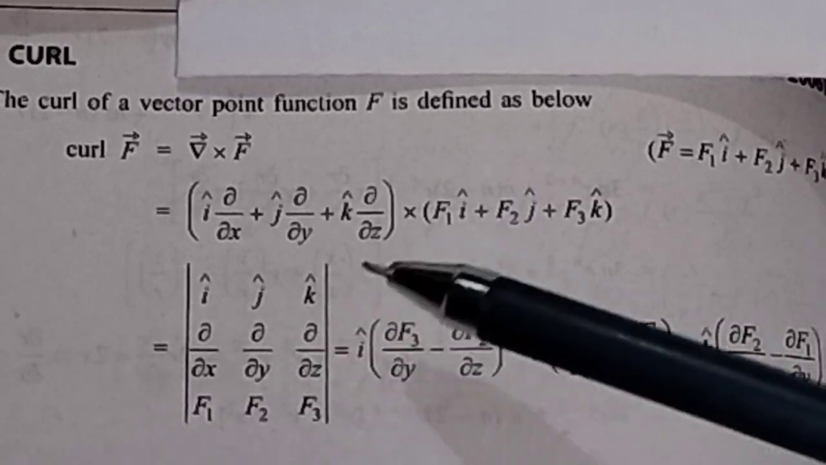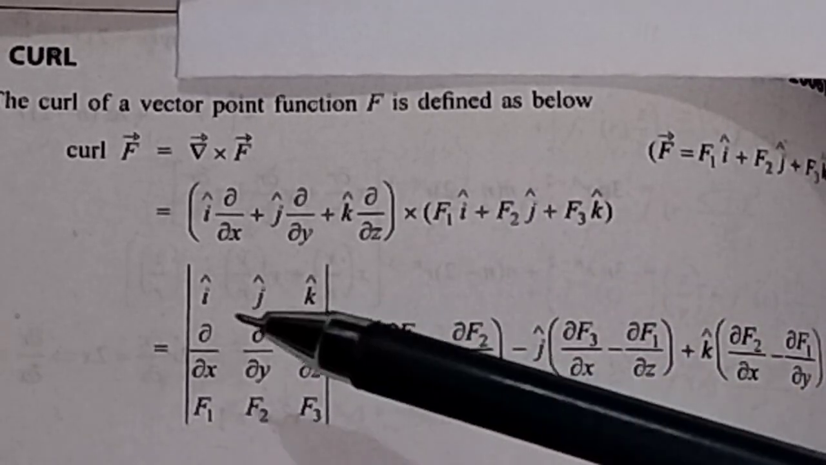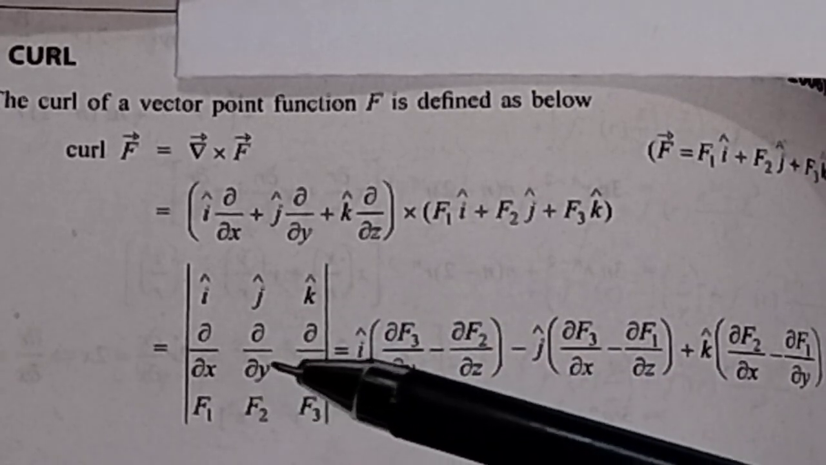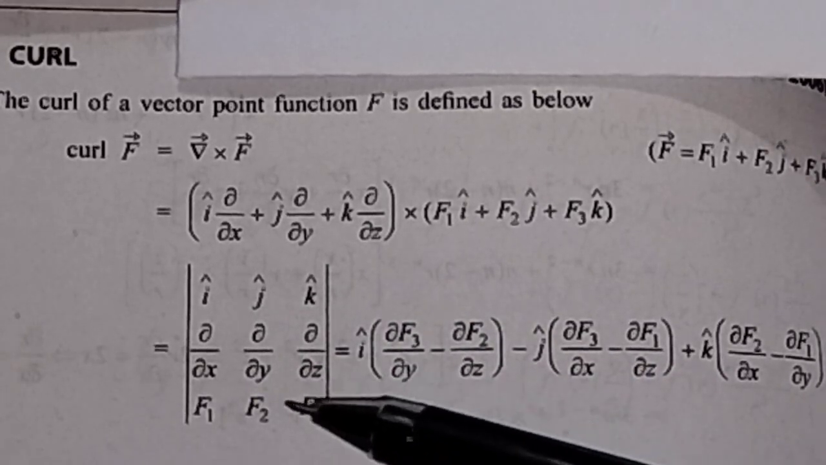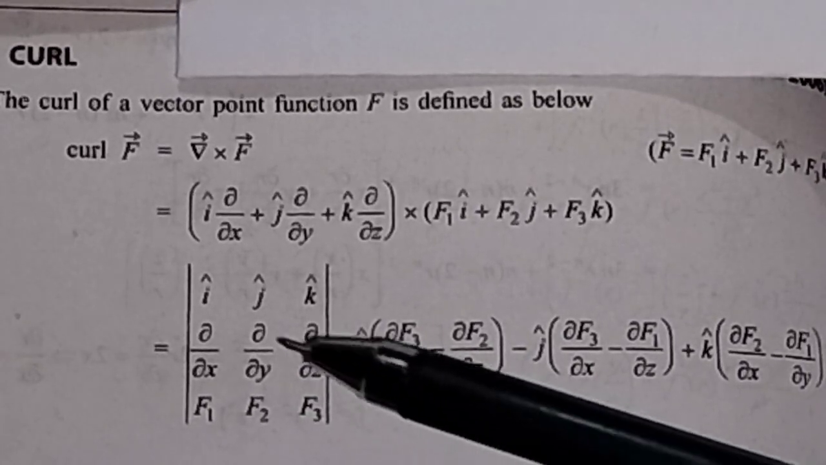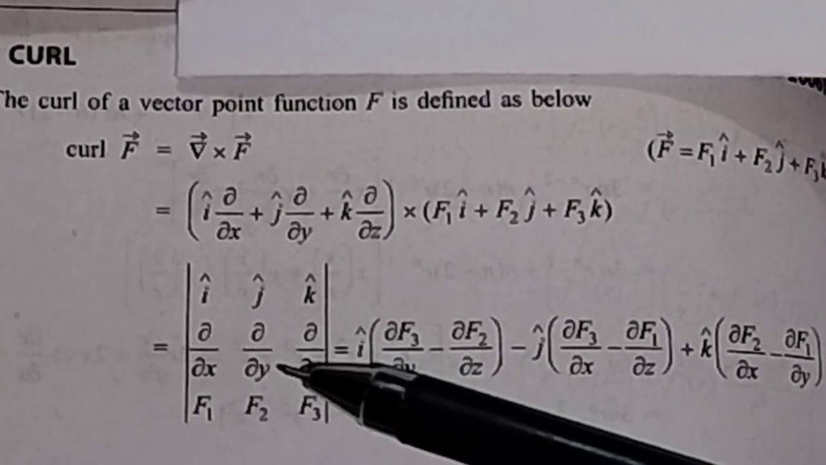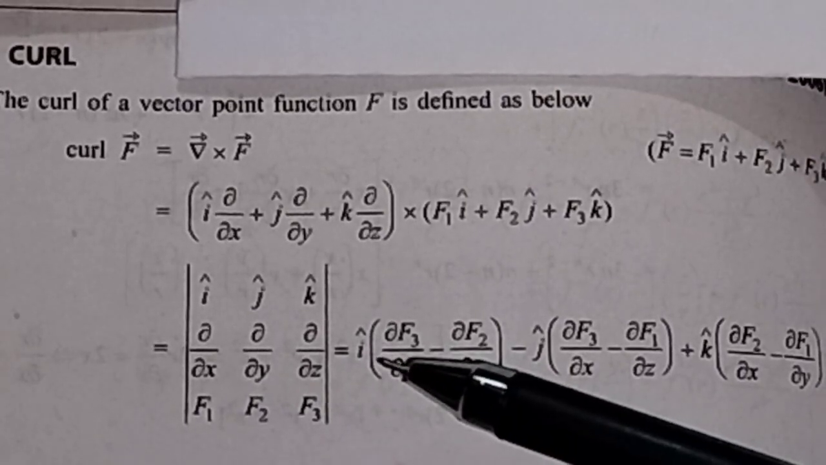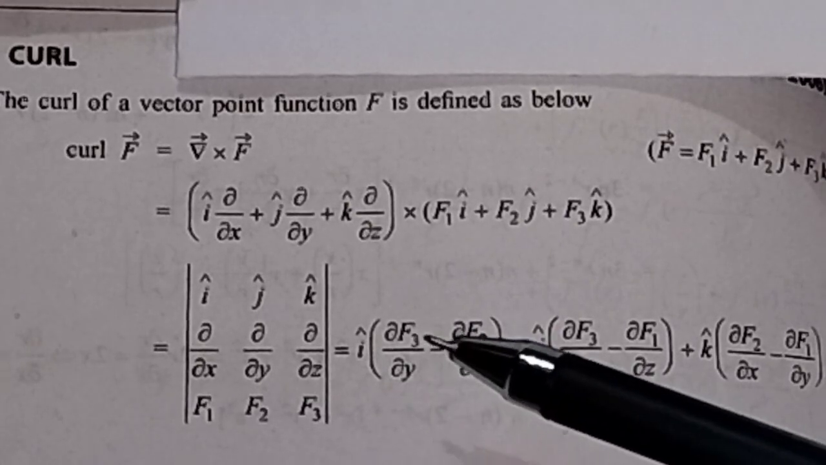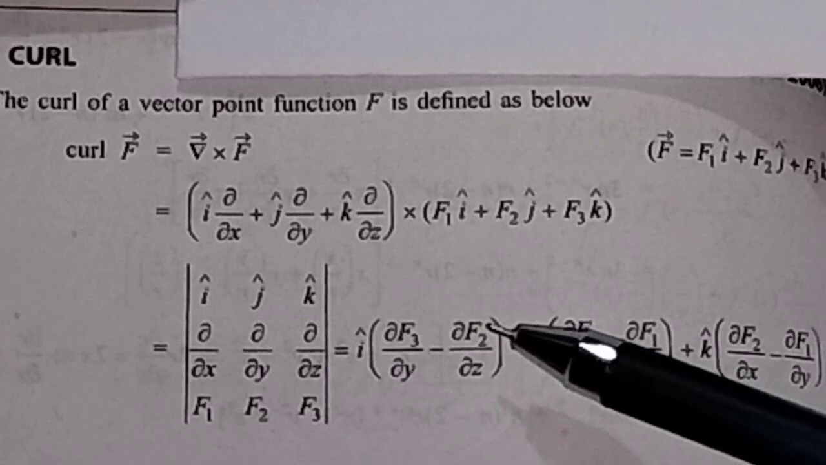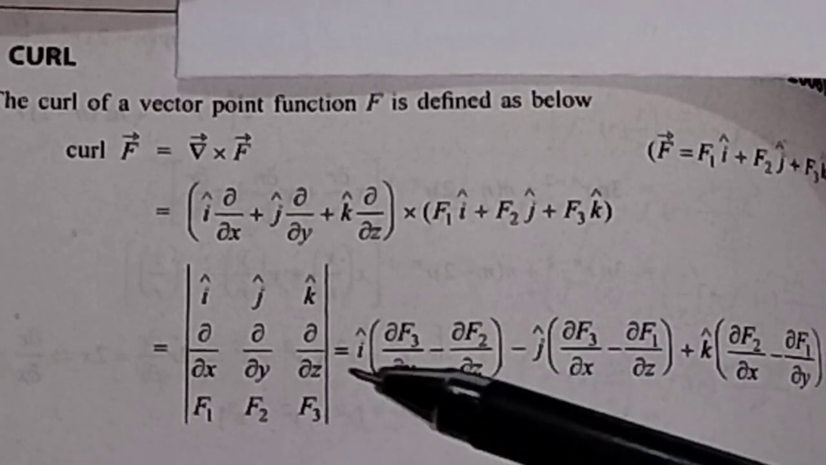So in determinant form, the cross product can be written as I cap, j cap, k cap, del by del x, del by del y, del by del z, f1, f2, f3. If you take the determinant, then this will be equal to I cap times the del of f3 with respect to y minus del of f2 with respect to z.